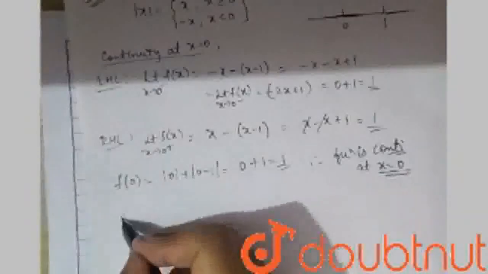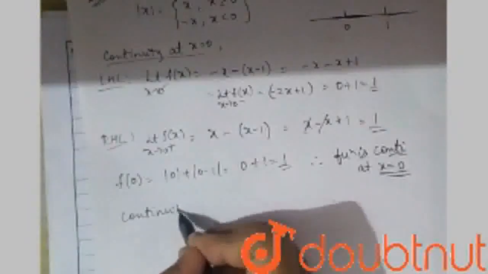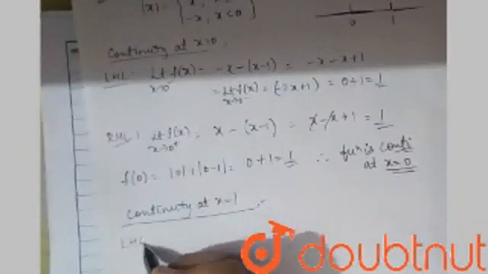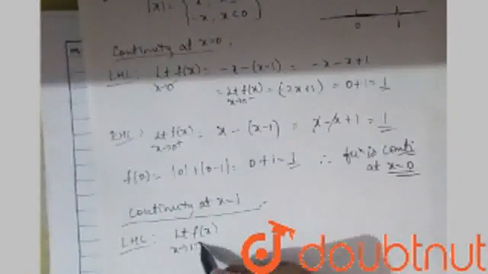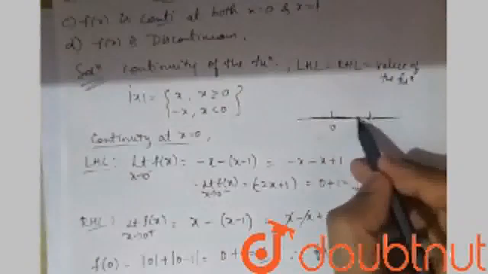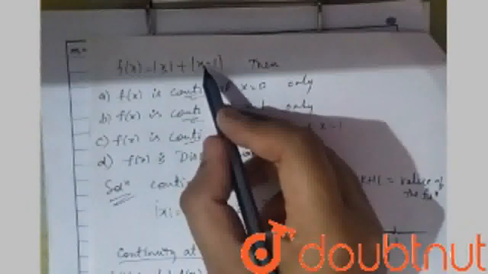Now we will see continuity at x equals 1. Again LHL: the limit of f of x as x tends to 1 minus, towards the left side. Here mod x is positive, so it is x, but the second quantity becomes negative, so we get x minus x plus 1, which is 1. So we got LHL as 1.